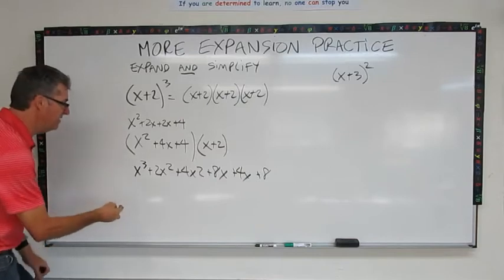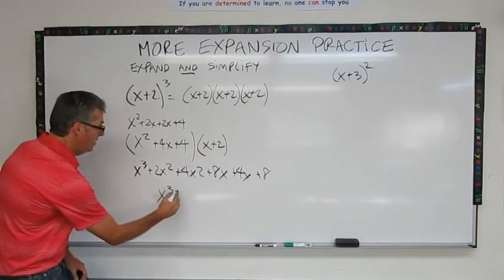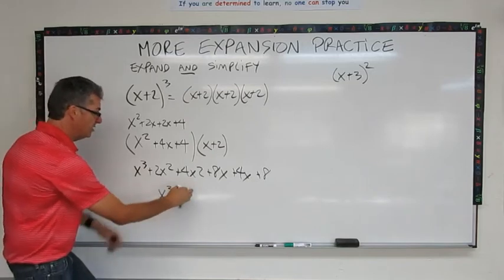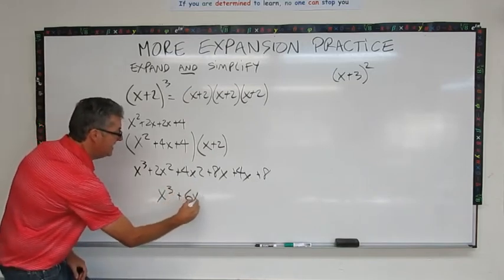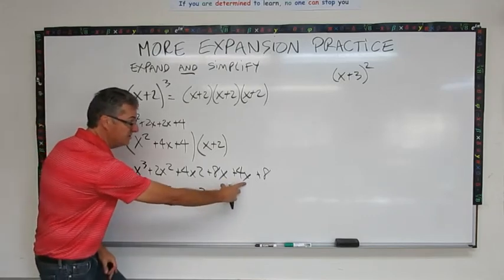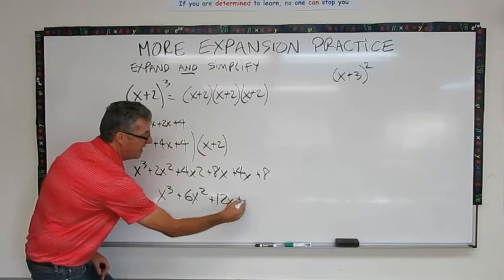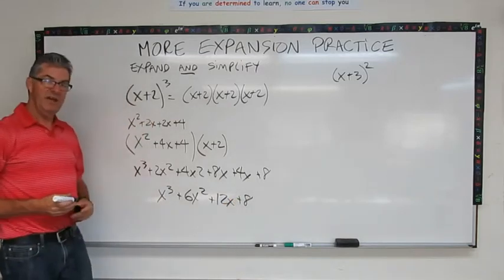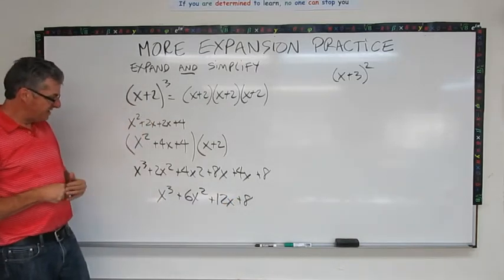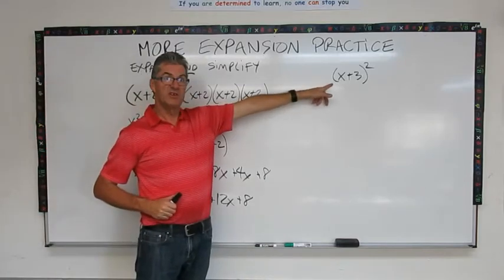Bring everything down. x cubed, plus I have 2x squared terms, so that's going to give me 6x squared, because I got a 2 and a 4, that gives me the 6. I have 2x terms. 8 and 4 is 12, so that's 12x. Bring down my 8. Okay? So hopefully that made sense and you're ready to give one a try. Go ahead and pause the video and see what you get with that.